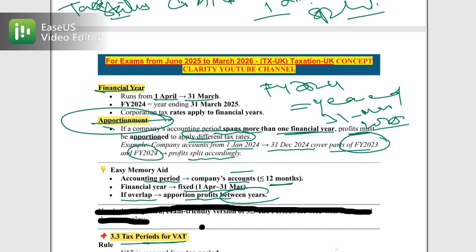Clear? This is all about the financial year. So if the company accounting period is greater than or equal to 12 months, the financial year is fixed from 1st April to 31st March, and you apportion profit between the years.